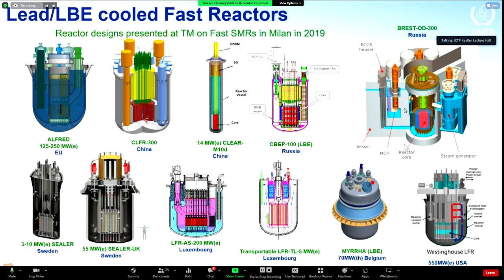One of them is already under construction, Brest-OD-300 in Russia. But there are several other very promising designs, like Westinghouse LFR, and MYRRHA in Belgium. I'm not sure, it's a little bit postponed, but it's an accelerator-driven system. We know the people here who are working on ADS also. And there are Hydromine's LFR, the IS-200 reactor, which now has new investors, and also the SEALER 55 megawatt LFR developed in Sweden.